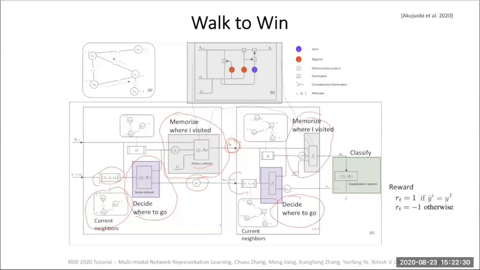And after a number of steps, the learned embedding vector is used to do the classification. And the agent will earn a reward, for example, 1, if the classification is correct. Otherwise, it will receive a penalty of -1. So as you can see, this is not a random walk. This is precise. In order to win the game, the agent decides where to go.